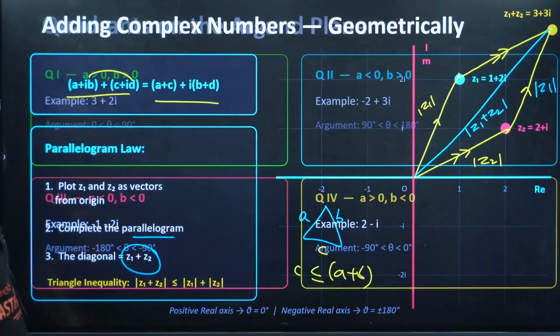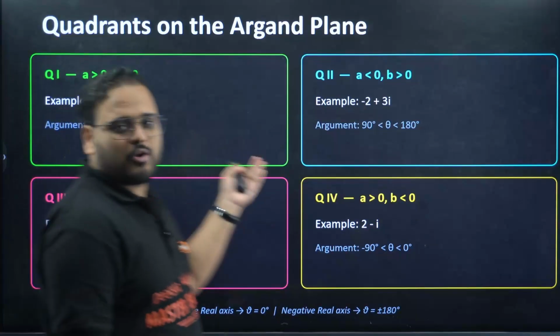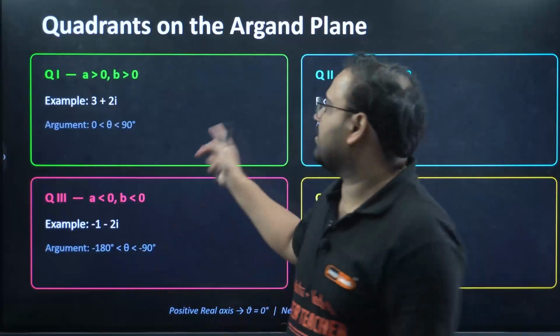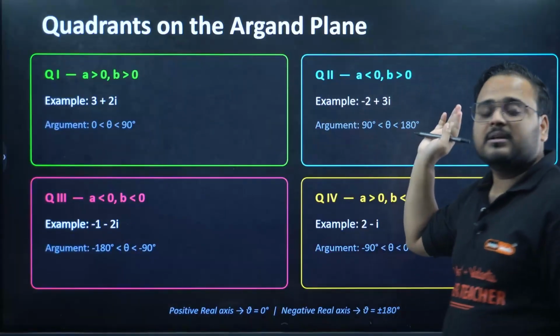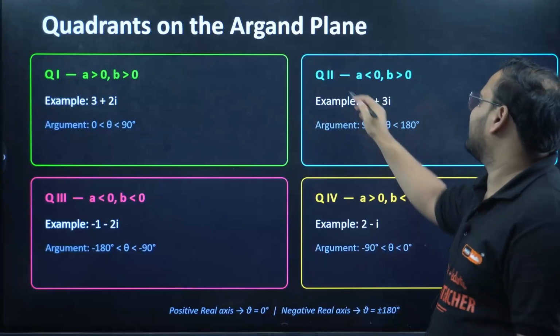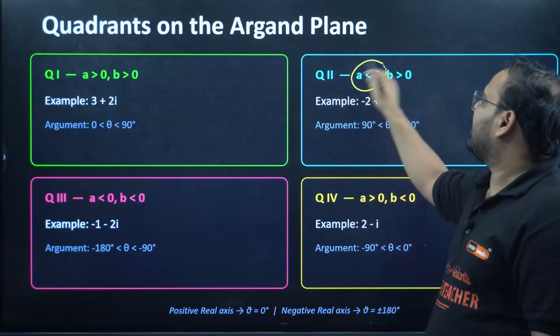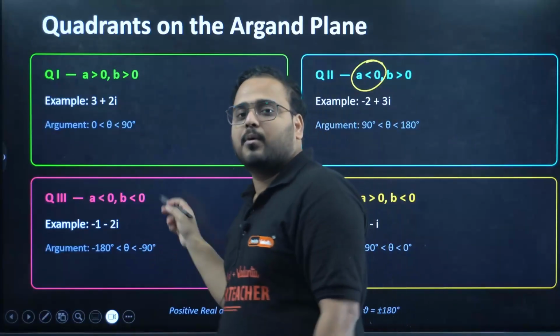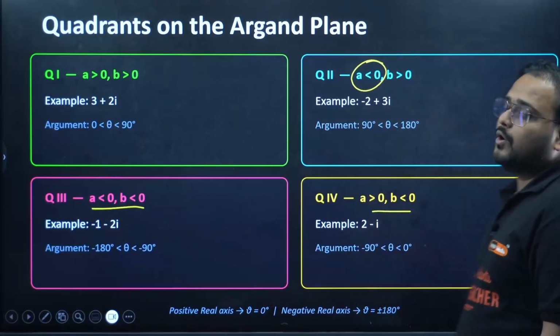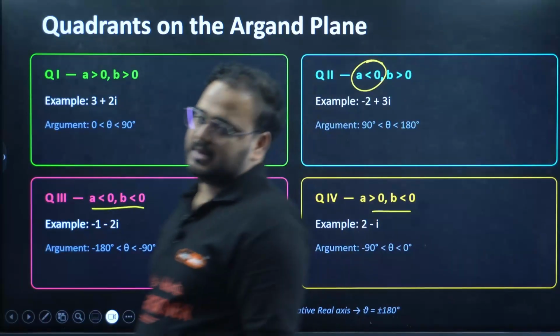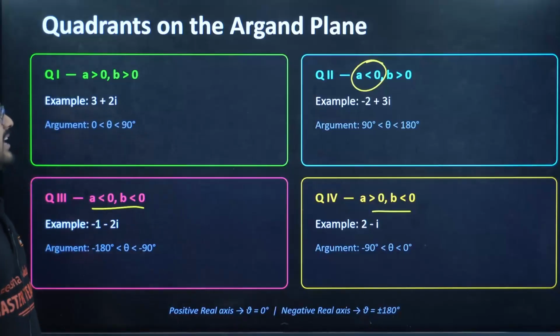Okay, that's all guys. So quadrants, let's just talk about that. I've already given the angles of the different quadrants. In the first quadrant, both of them are positive. In the second quadrant, we have the negative real axis. In the third, both real and imaginary are negative. In the fourth, only the imaginary axis is negative. Clear? Same as the XYZ plane.